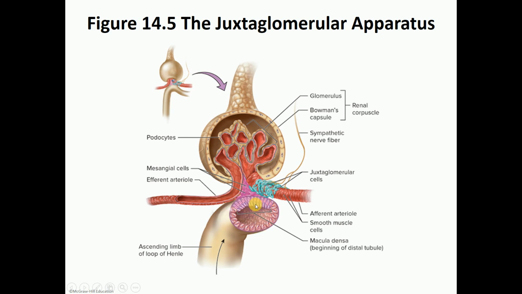Now, the macula densa cells are found at the very top of the ascending limb as it curves to become the distal tubules. These macula densa cells detect changes in the osmolarity of the filtrate, not blood, the osmolarity of the filtrate. And according to that osmolarity, it will adjust how much sodium will be lost in urine.